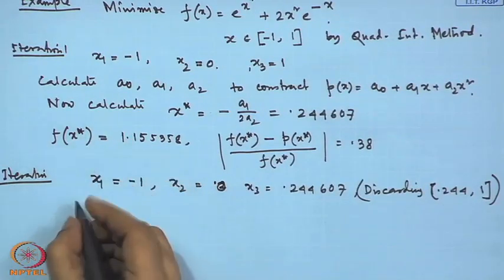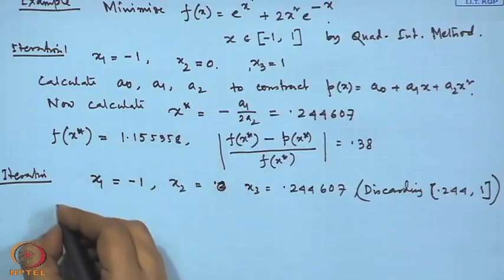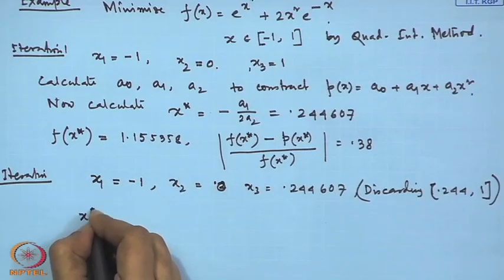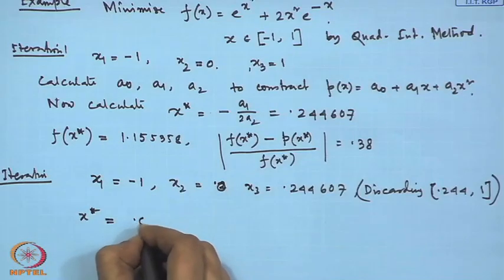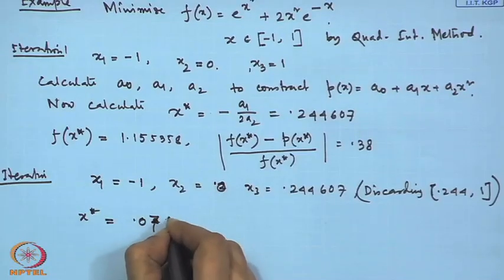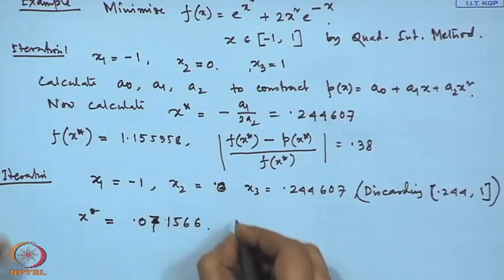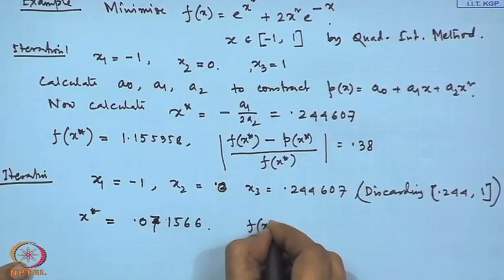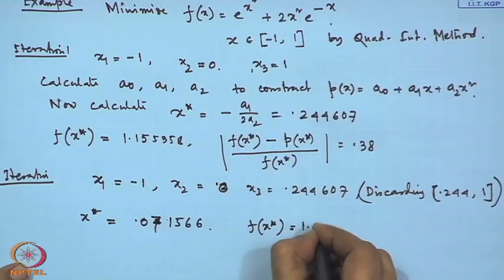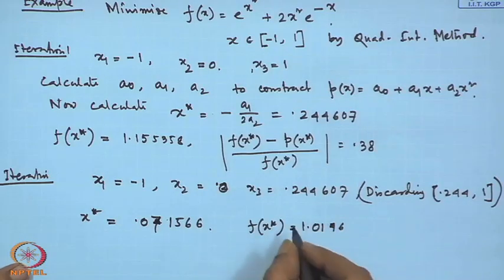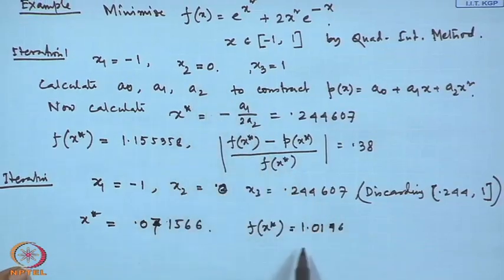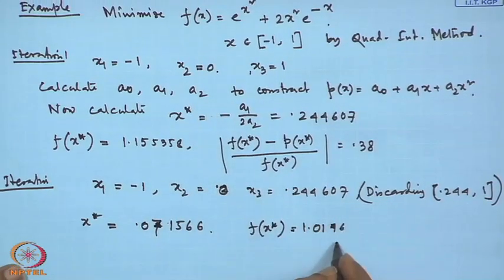Again we will go for the calculation of A0, A1 and A2, and we will get x star as well. X star will come as 0.071566 in this situation, and we will check the functional value at this point as well. We will see the functional value is 1.0146, and this is very close to the functional value at 0, which is 1.